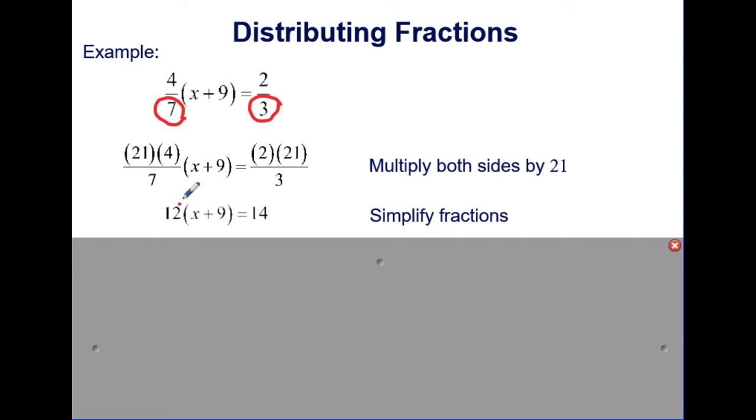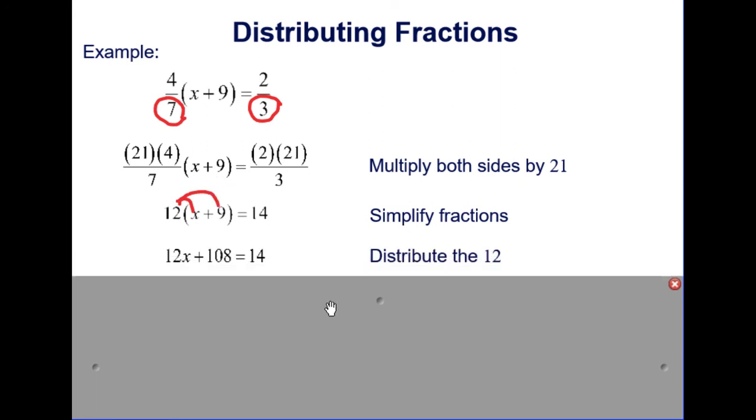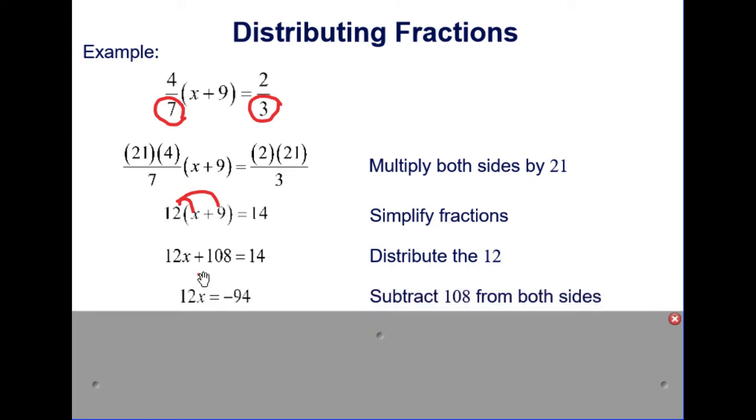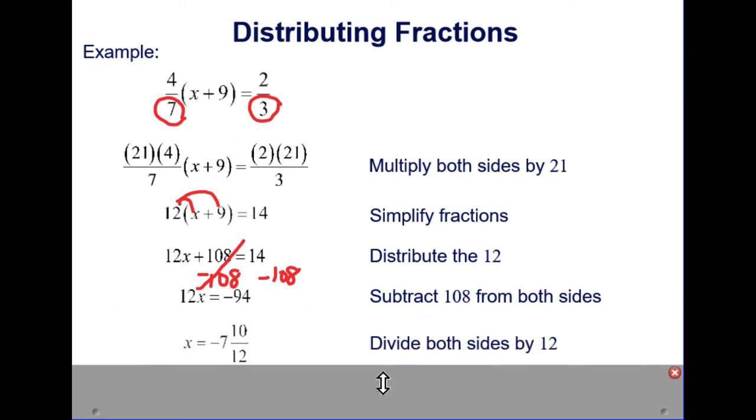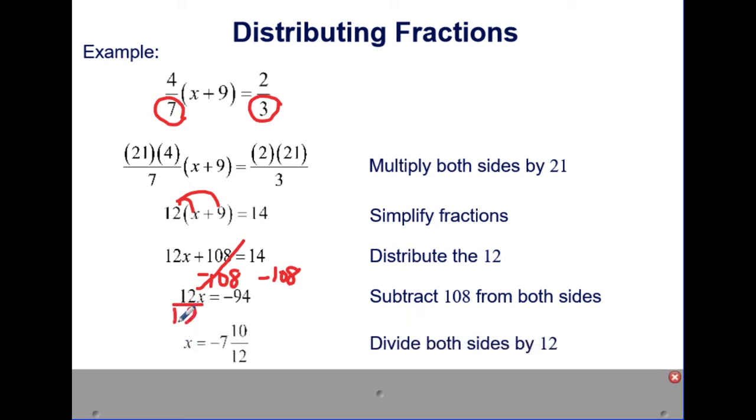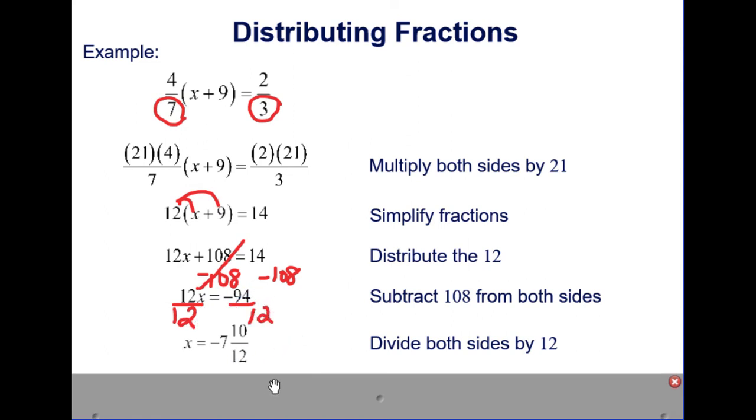We can now distribute the whole number 12 to get 12x plus 108 equals 14. We're going to subtract 108 from both sides to undo the adding 108, which is where 12x equals -94 comes from. We're then going to undo the multiplying by 12 by dividing both sides by 12, which gives us -94 over 12. Actually, as a mixed number it is -7 and 10 over 12.